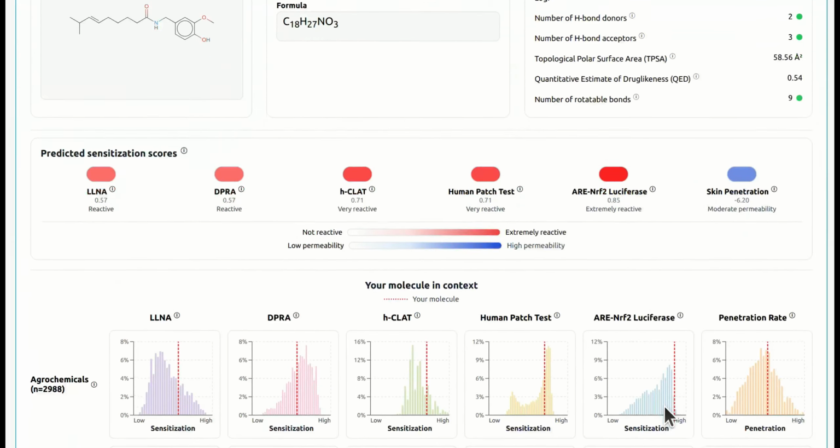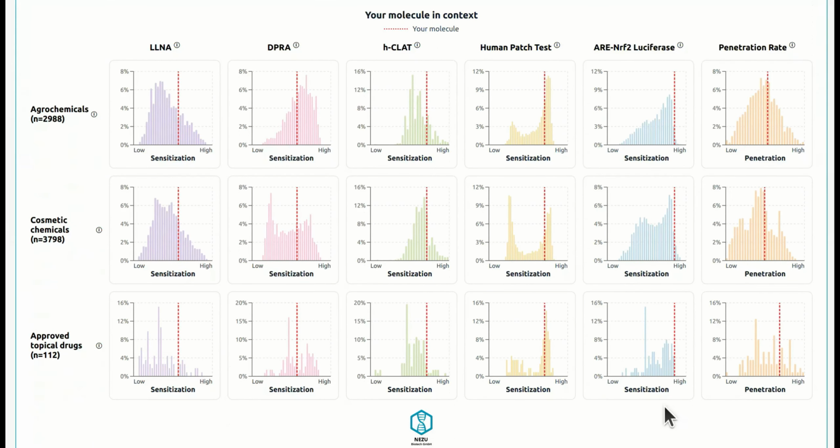With all that said, you can also compare your molecule to thousands of others. For example, molecules used in agriculture, in the cosmetics and pharmaceutical industries. Just scroll down and you will find many histograms, and if you understand one, you will understand all of them. All histograms have 2 informations associated with them.